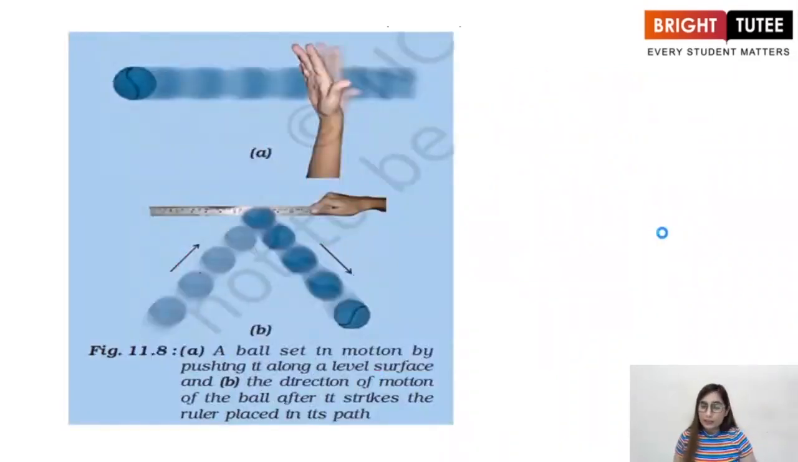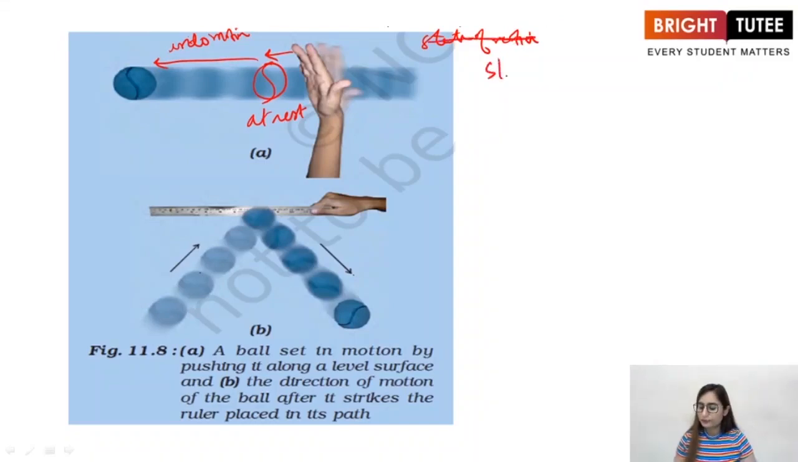Now there is another example. For example, there was a ball at rest. First of all, the ball was here, it was at rest, then you pushed it and it came into motion, right? Here the state of motion is being changed. The state of motion is changing, right?